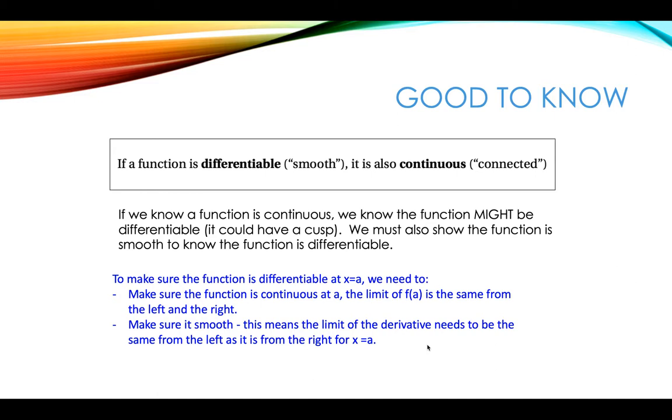Okay, so to make sure the function is differentiable at x equals a, we need to make sure the function is continuous at a, in other words, the limit of f of a is the same from the left and the right. And to make sure it's smooth, we need to make sure the limit of the derivative as the function approaches a from the left and from the right is the same.